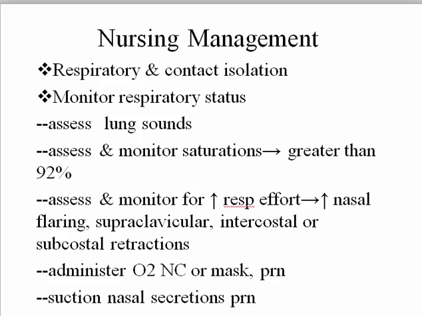You want to administer O2 by nasal cannula or mask as needed. So it's going to be based on what their SATs are and their respiratory effort. You're going to suction their nasal secretions as needed. Because you have to remember that babies are obligatory nose breathers. They breathe through their nose. So if their nostrils are full of secretions, then their SATs will probably be lower. So if you suction their nostrils, you'll notice their SATs will go up afterwards.